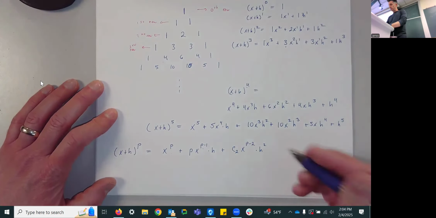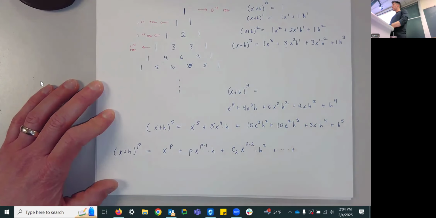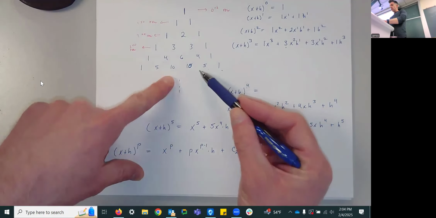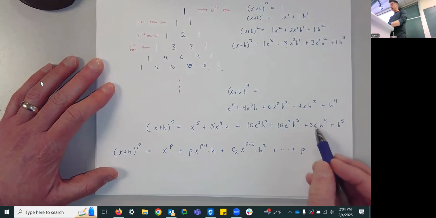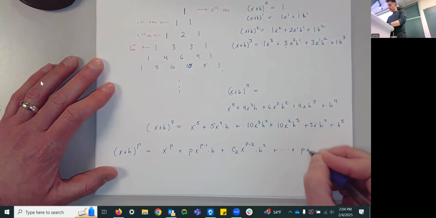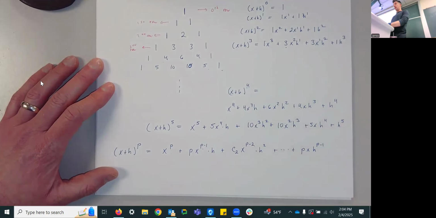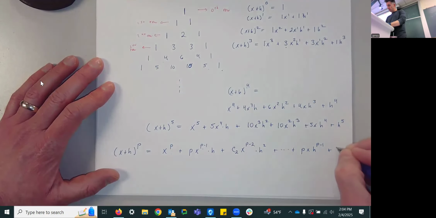And then we go along. There's a lot more terms, plus dot, dot, dot, all the way till the last couple terms. Well, there is symmetry here in case you hadn't noticed. You have 1s at the end and then the 5s and then 10s. So the second to last term is going to be p times x to the first times h to the p minus 1, because the powers have to add up to p, and 1 plus p minus 1 is p. And finally, the very last term is going to be 1 times h to the p power.